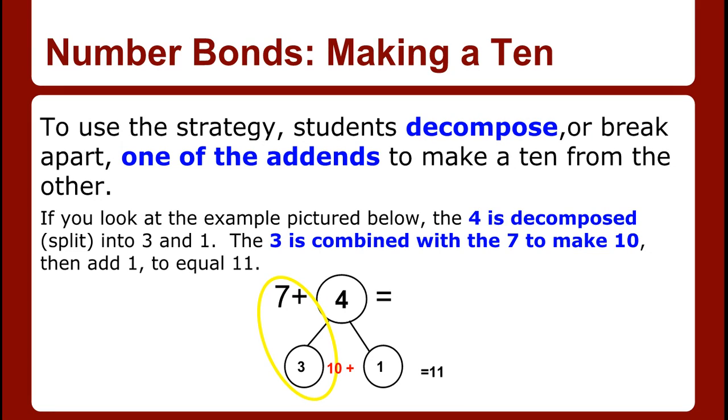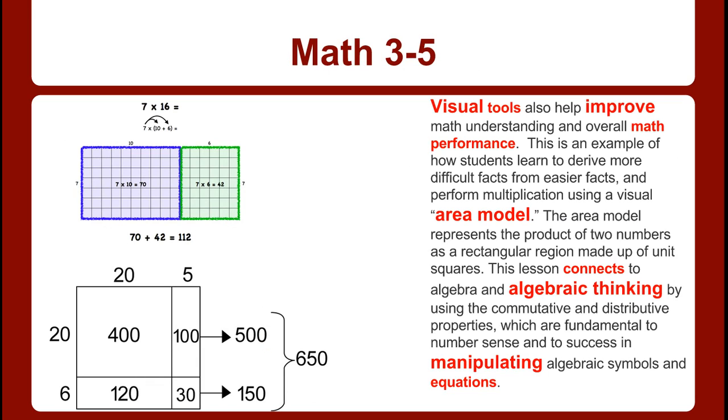Students in upper grades can also use this strategy to add 2-digit numbers by making 20, 30, 50, etc. By using number bonds and making a 10, students will work with numbers and learn to think of 10 as a unit, which is an important building block for understanding place value.